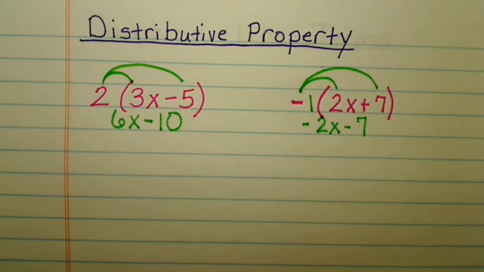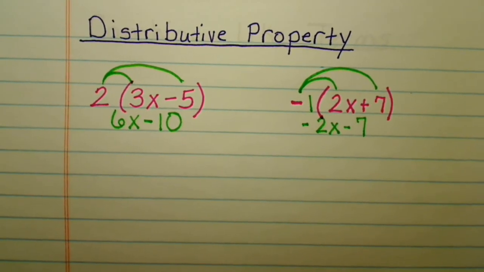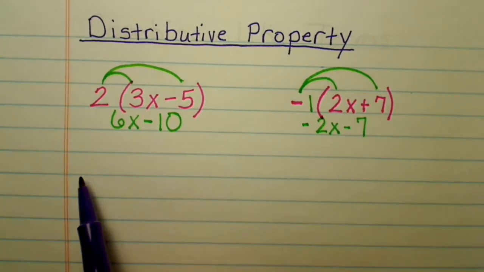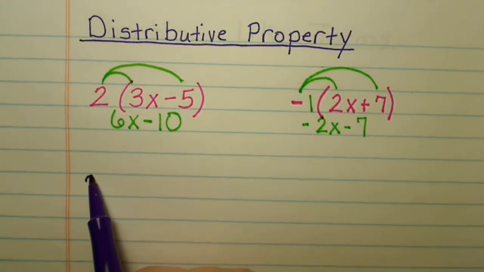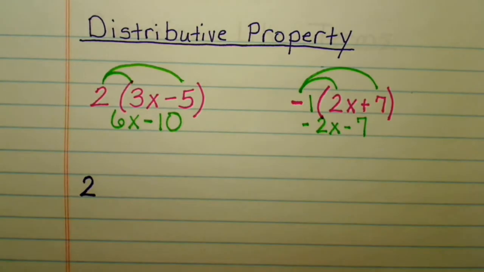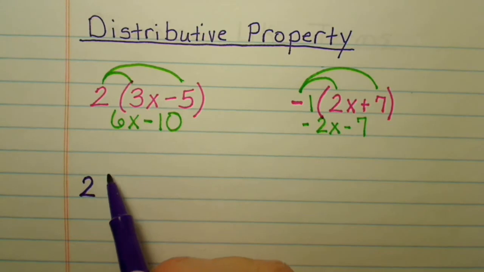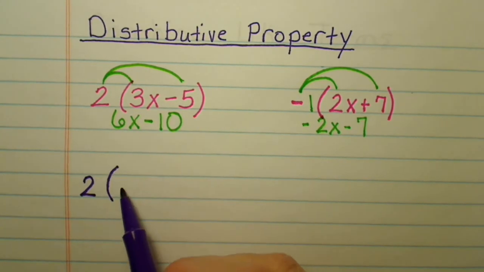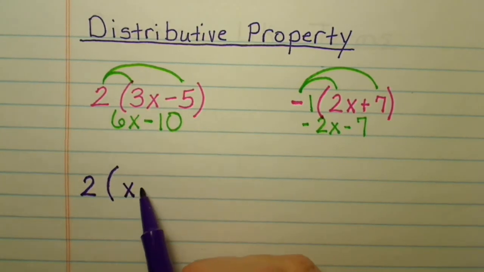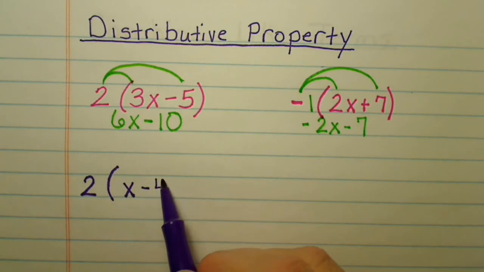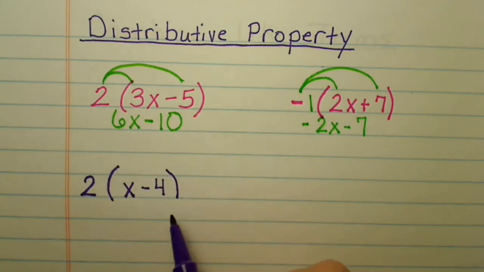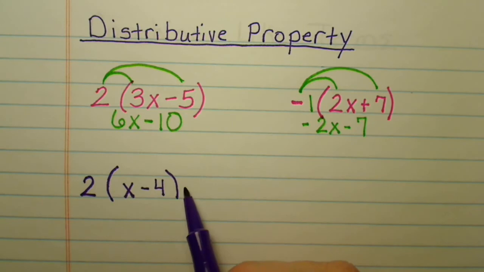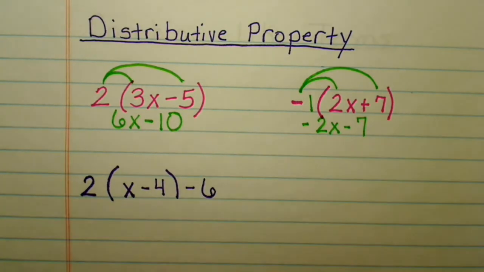Okay, let's look at one more example of the distributive property before we move on to step 2. And here is a good example of that. Okay, so let's say we have 2. Looks like I'm liking the number 2 today. 2 times, and then let's just put x minus 4. And then on the outside of the parentheses, let's do a minus 6.